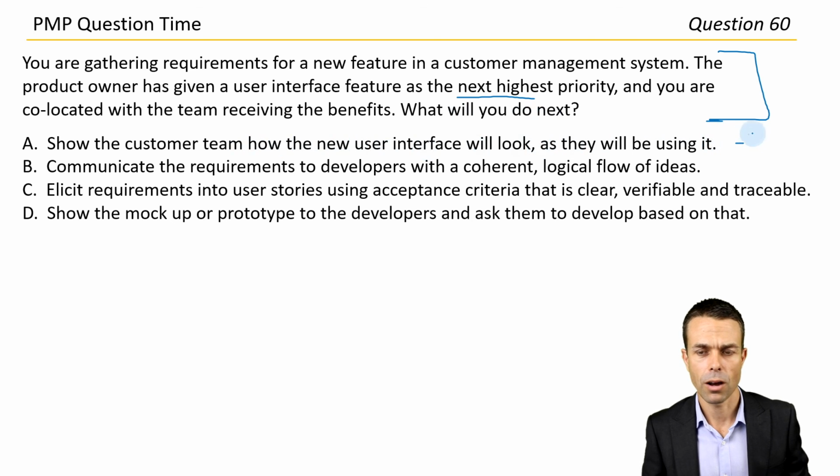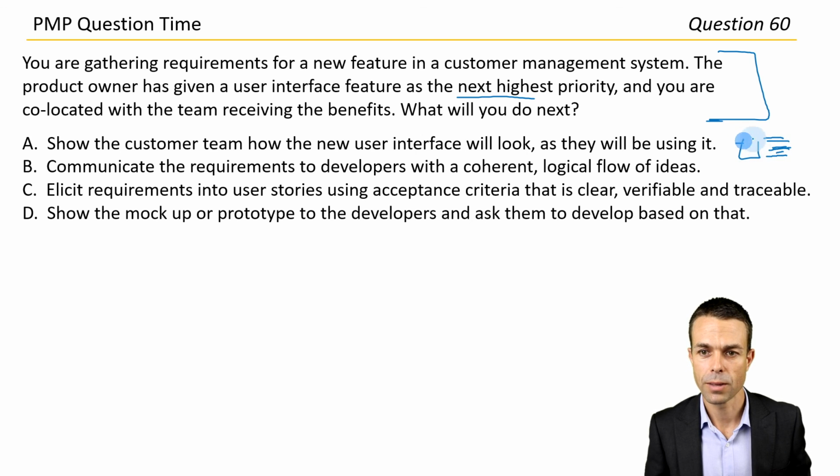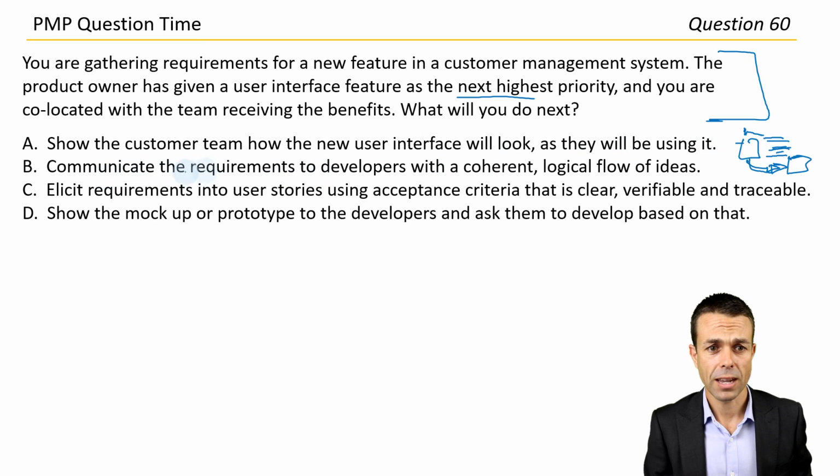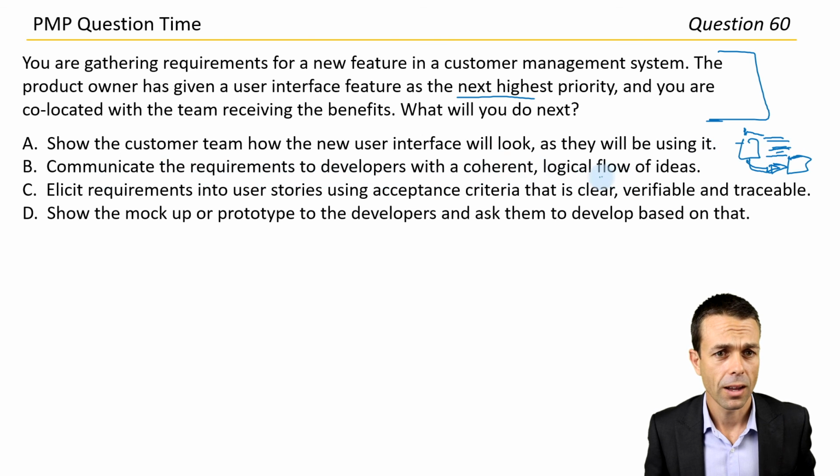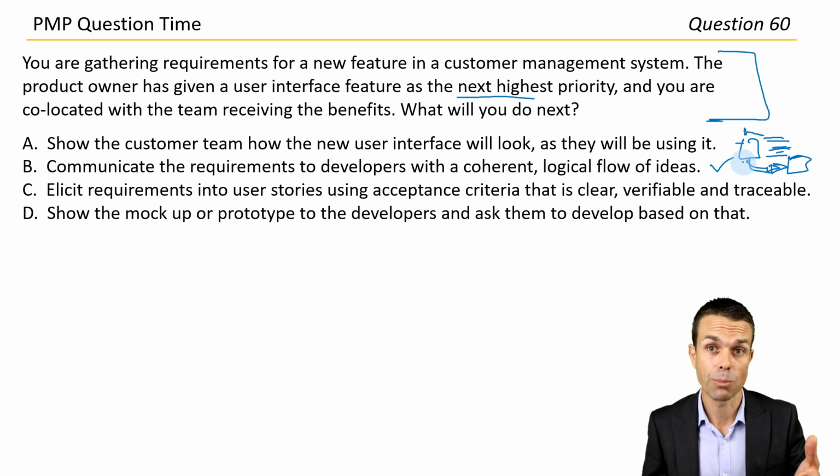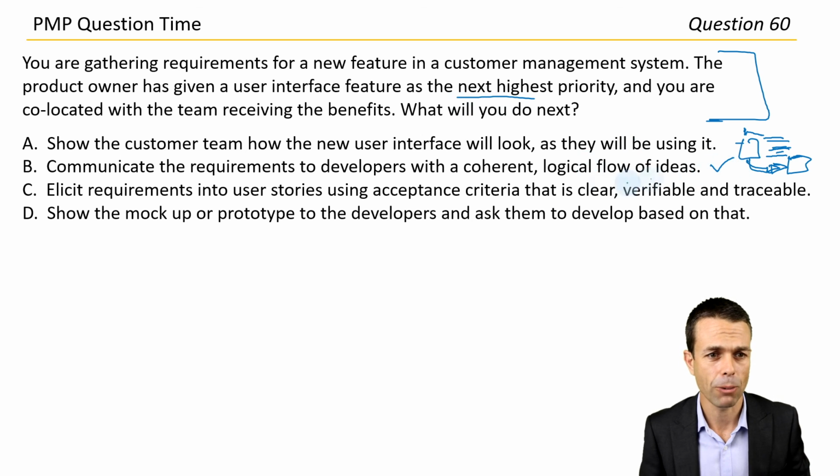So we've got our item, we're co-located with the team. I think we need to break this down. So we've got our product item, need to break it down and put it into the sprint backlog. So we've got our product backlog. We work with the team, make sure everything is good, get the user stories and put them into the sprint backlog, I think. Communicate the requirements to developers with a coherent, logical flow of ideas. That's also quite good. We need those requirements. Maybe we need a mock-up again. So let's put a maybe for that one.